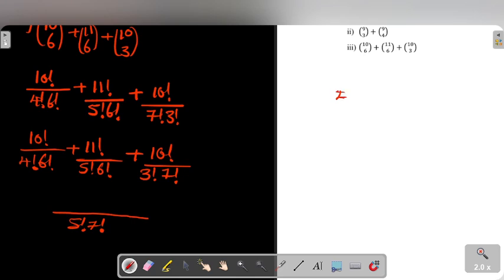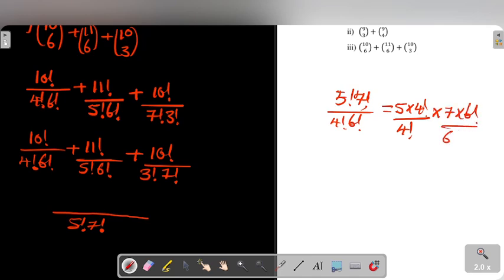5 factorial 7 factorial, that is over what? 4 factorial, 6 factorial. So now this will give us what? So we'll reduce a 5 factorial up to 4 factorial so that it cancels with a 4 factorial. Again, we'll reduce a 7 up to 6 factorial so that it cancels with a 6 factorial. So that and that cancels, that and that. So you have 5 times 7, which is 35. So we have 35 times 10 factorial, plus again we divide.